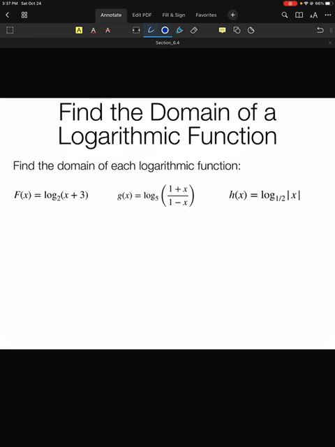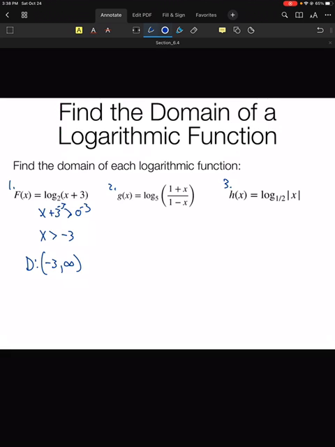I'll call these 1, 2, and 3. All right, let's look at number 1 first. I want to find the domain of log base 2 of x plus 3. In order to find the domain, we simply have to solve the inequality x plus 3 is greater than 0. We subtract 3 from both sides, and we get that x is greater than negative 3. So the domain of this function is negative 3 to infinity.